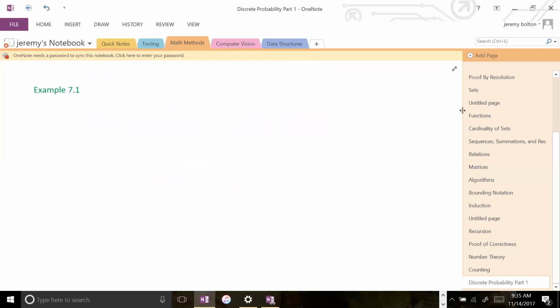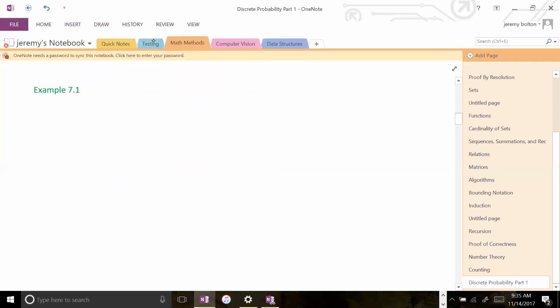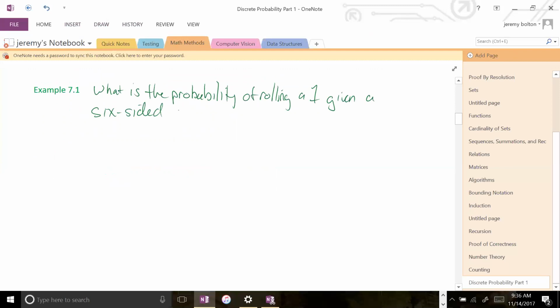All right, so let's do a simple example here with rolling a die. We're going to do a lot of examples with rolling die because it's pretty simple to start off with, and then we'll get to some slightly more complicated examples. So example 7.1, what is the probability of rolling a 1 given a 6-sided die? So not a difficult question, but it allows us to use some of these terms and structures that we've just defined and assign them to something that you're familiar with.